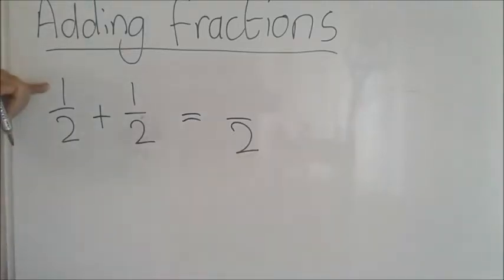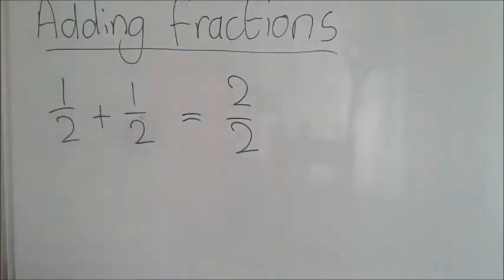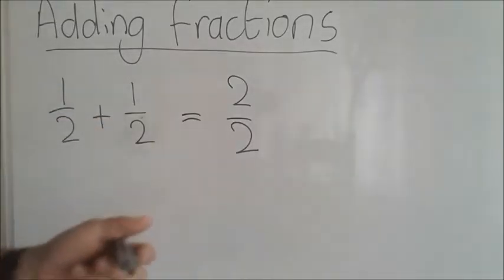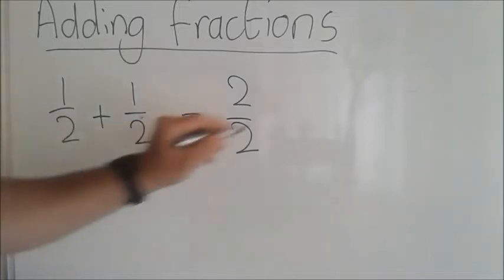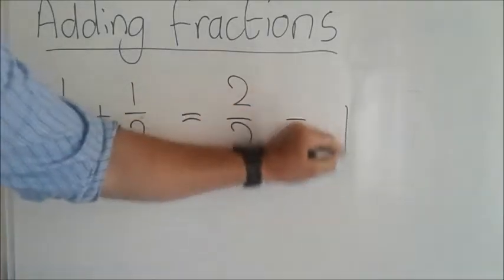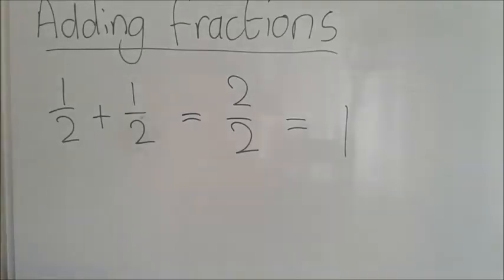Your numerator is how much of that fraction is a part of. So you always add up your numerators. So 1 plus 1 is 2. Hope you know that by now. So 1/2 plus 1/2 equals 2 halves. 2 over 2 becomes 1 whole. So that is how you add up fractions with the same denominator.